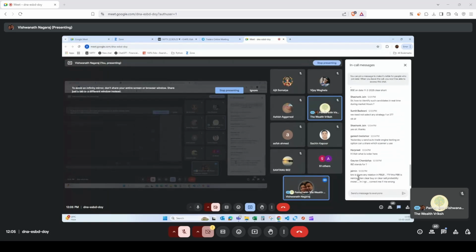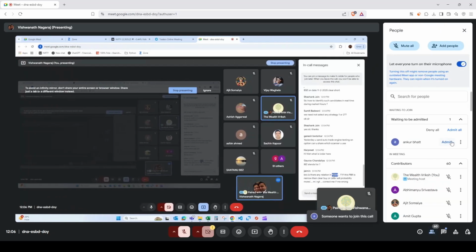That is my personal one. Is there any relation between PB and R? If PBR is narrow, then clear buy or clear sell probability is more. Am I right? Correct me if I'm wrong. Jaimin, I have not ventured into that. I know a lot of people who say that narrow CPR, that range, the pivot range, here it's PB and R, means the previous day has been sideways and it's expected to move today.